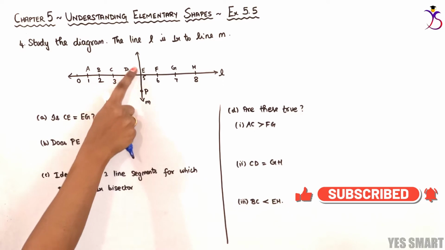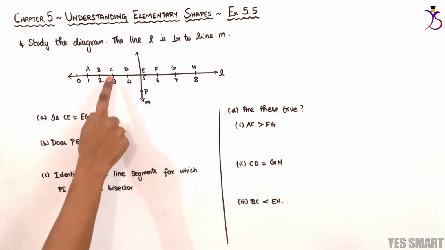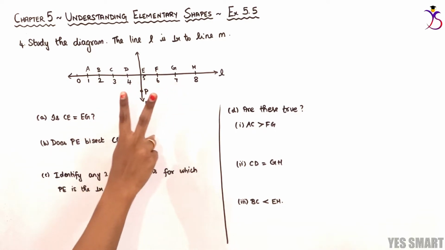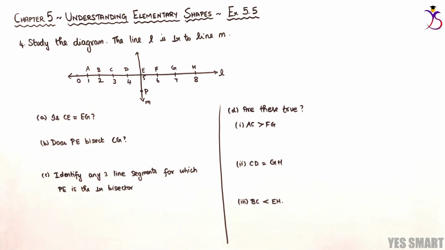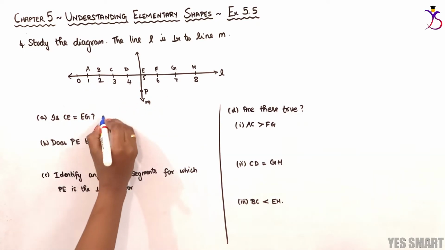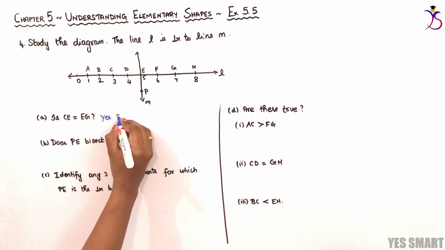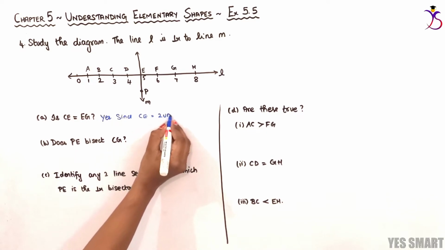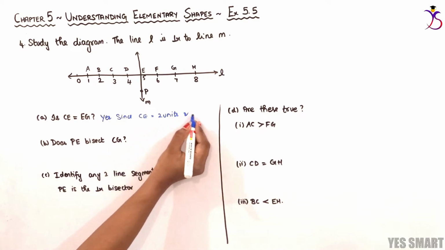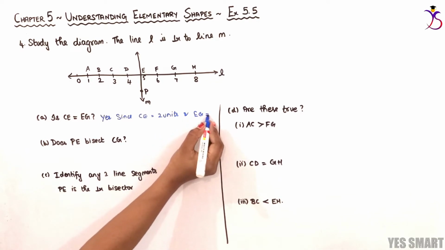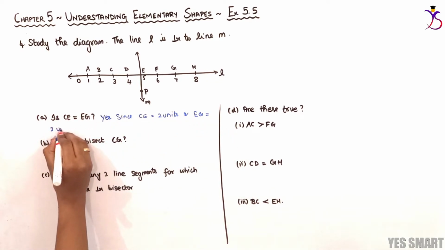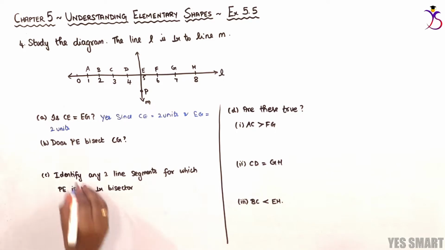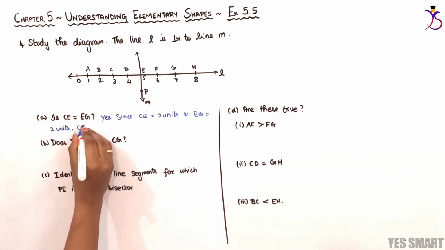CE is this distance, 1, 2, that is 2 units. EG is from 5 to 7, that is 1, 2, again 2 units. Since both are 2 units, they are equal. Therefore, yes, since CE equals 2 units and EG equals 2 units, they both are the same. That is, CE equals EG.